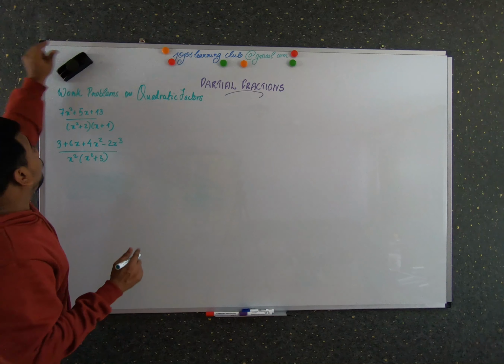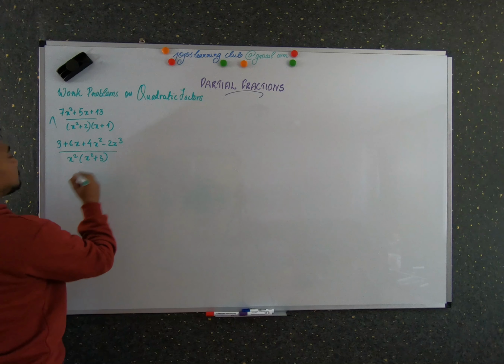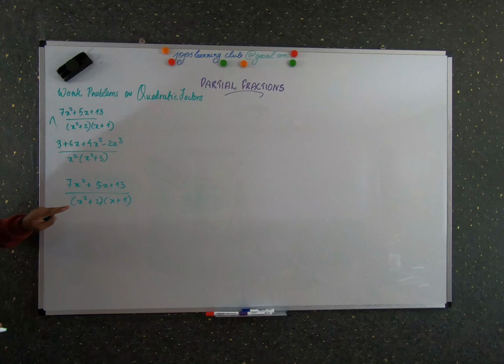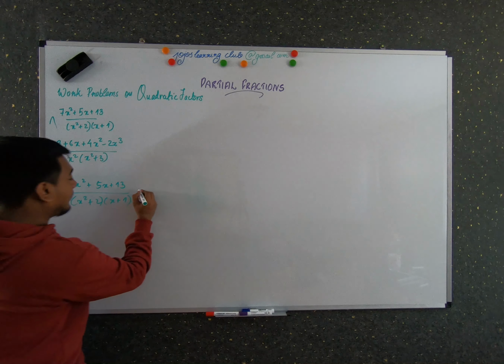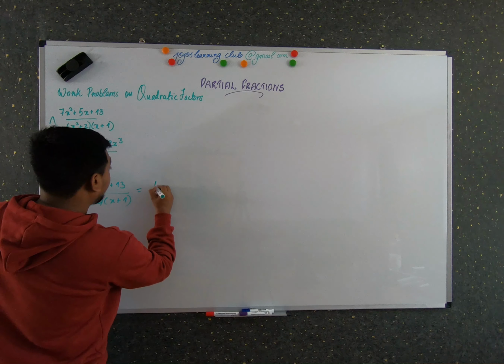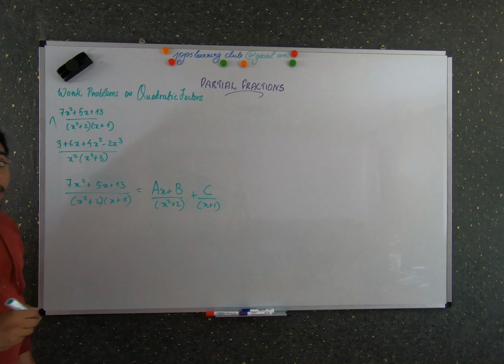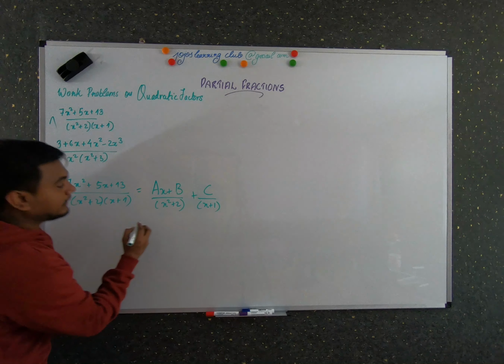Okay, so I'm directly starting the first problem. The first problem is (7x square plus 5x plus 13) by (x square plus 2)(x plus 1). You can see that this is not directly factorizable. You have to use imaginary terms. So in this case, you can write this as (ax plus b) by (x square plus 2) plus c by (x plus 1). Okay, now what you have to do? Cross multiply. So (ax plus b) into (x plus 1) plus c into (x square plus 2).